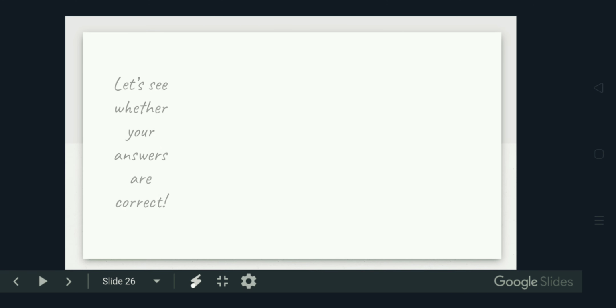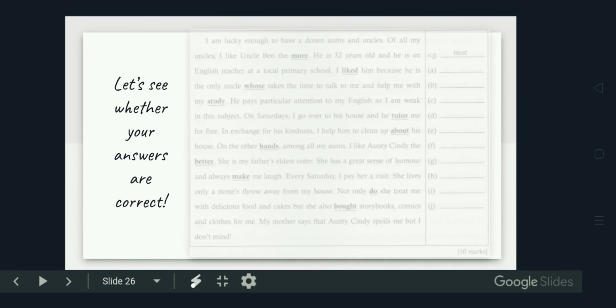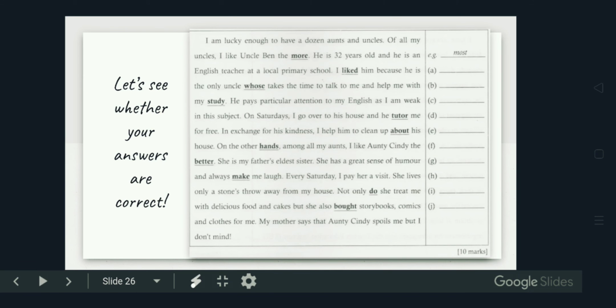Okay, so let's see whether your answers are correct. Okay, I will not read through it again. Okay, let's take a look at the answers. Okay, as you can see, the tenses that we should use for this particular text is present tense, because you are talking about people in general. Okay, so I liked. The clues are already in the text. I am, I like. So it cannot be, for A for example, it cannot be I liked. So I like.